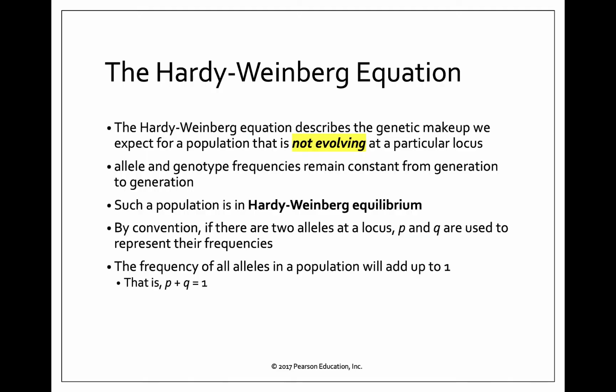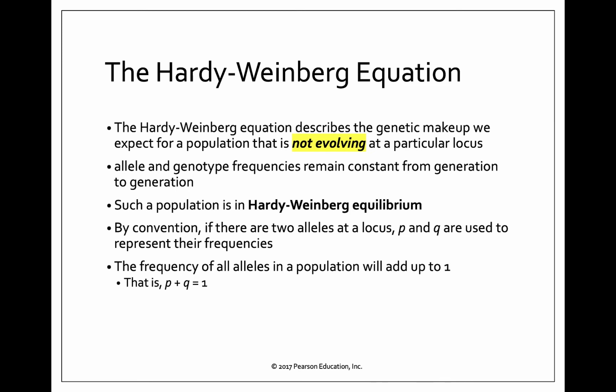We're going to do some math. So we're going to look at the Hardy-Weinberg equations. There are two equations, and these are going to describe the alleles in a population, assuming that each individual has two alleles, and this population is not evolving.